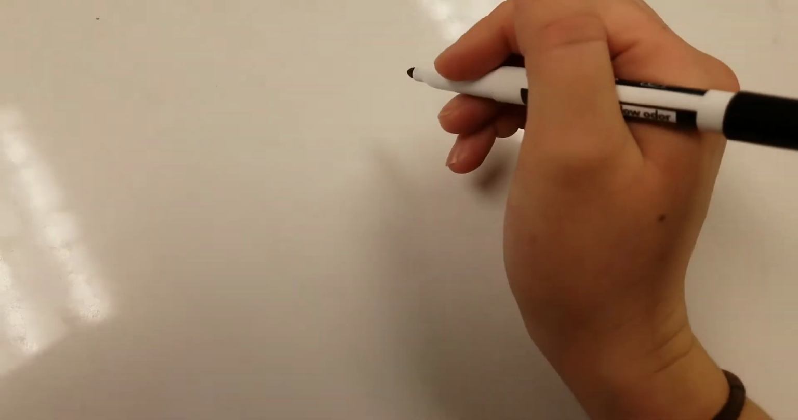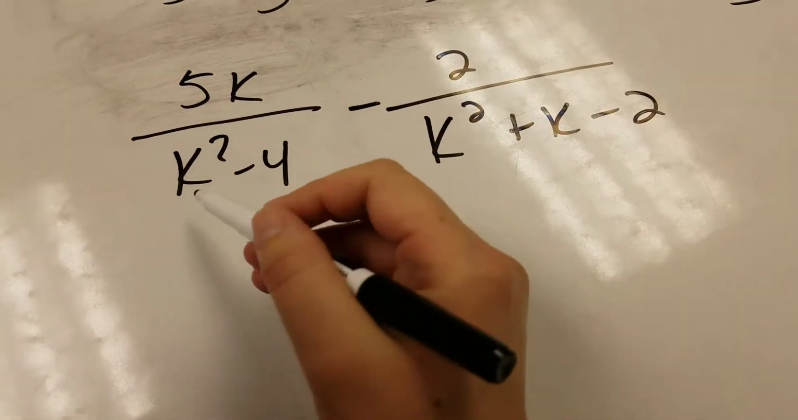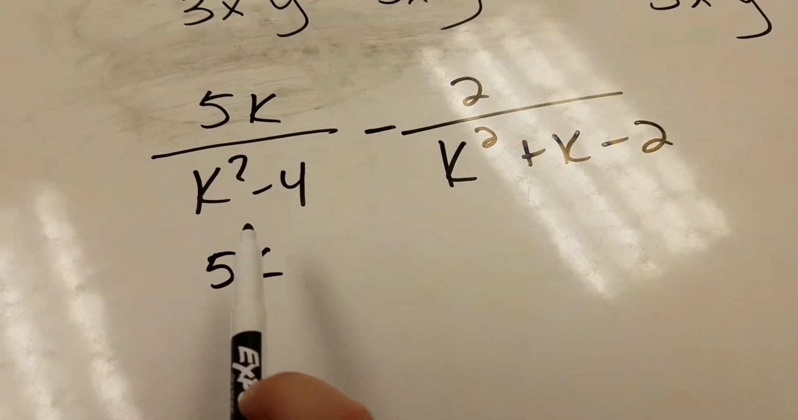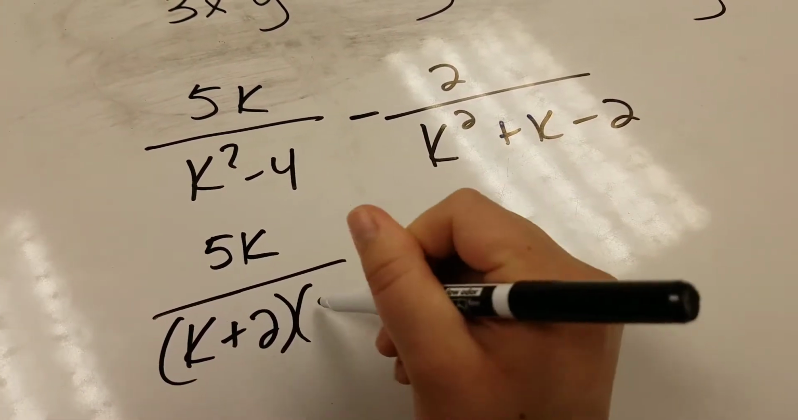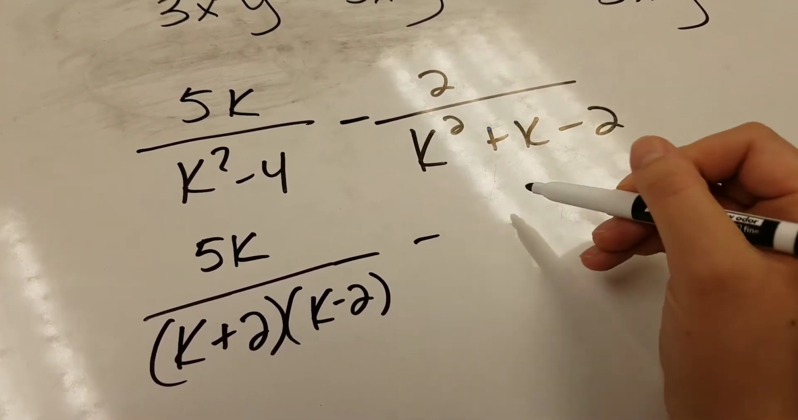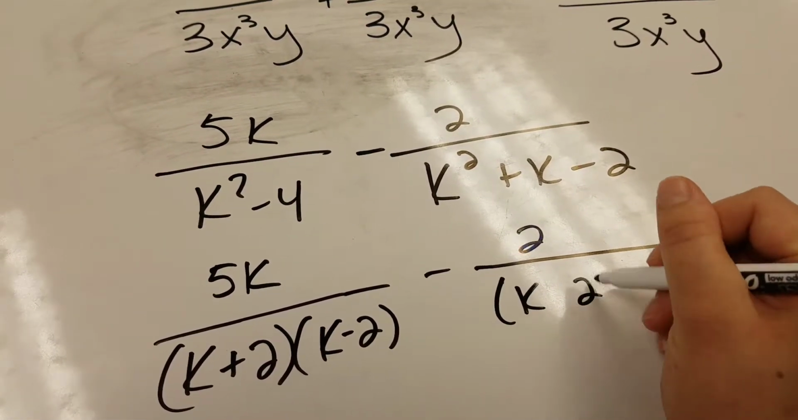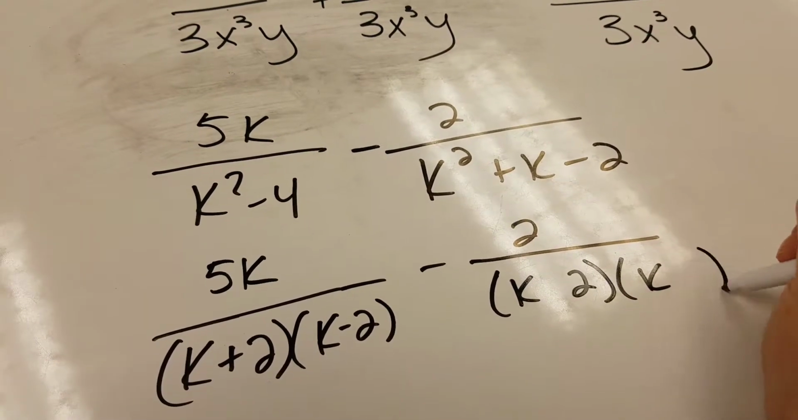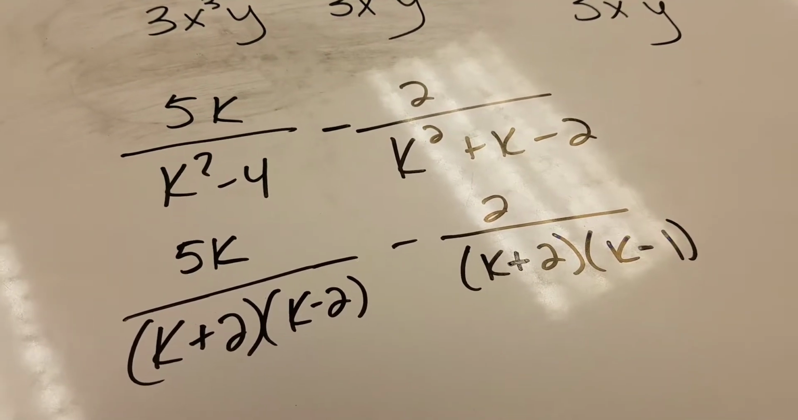For example 2, we have some binomials. We have 5k over k squared minus 4, minus 2 over k squared plus k minus 2. We need to first factor the denominators. Factors of negative 4 that add to 0 are positive 2 and negative 2, so k minus 2, k plus 2. For the second, with the minus sign, factors of negative 2 that add to 1 are 2 and 1. To decide which one gets the negative, you look at the sign. We need a positive number, so the bigger number gets the positive.